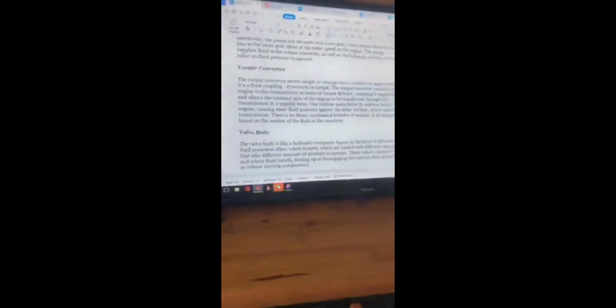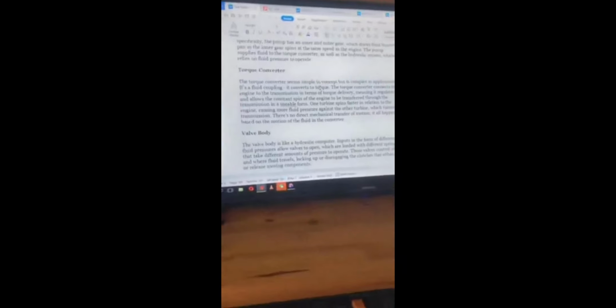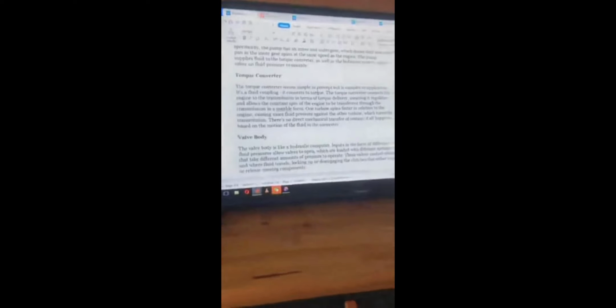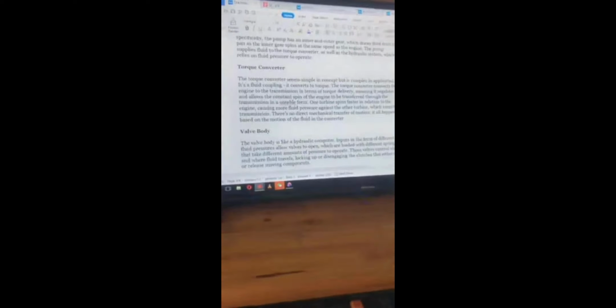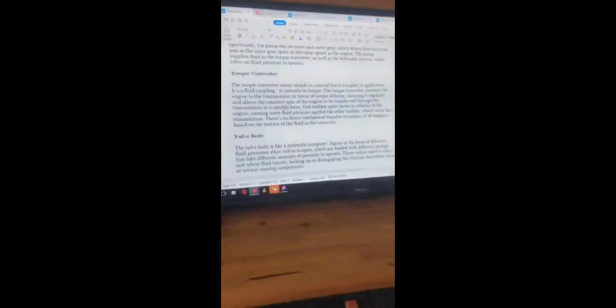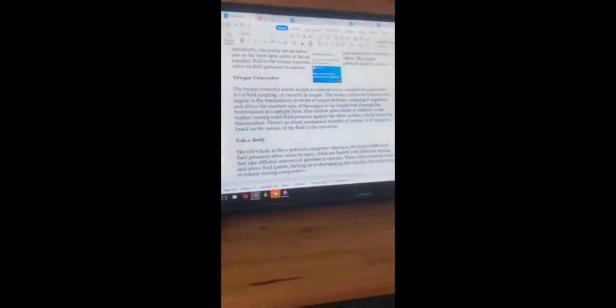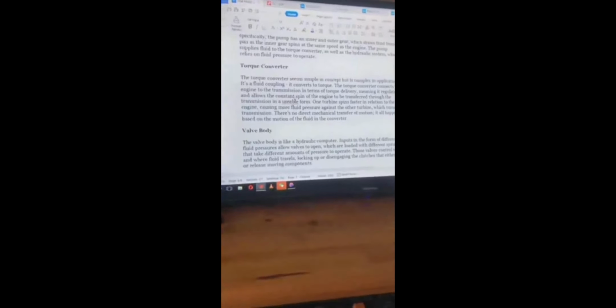And we talked about the torque converter. The torque converter seems like a simple concept, but it is very complex in application. It's a fluid coupling. It converts torque, and the torque converter connects the engine to the transmission in terms of torque delivery, meaning it regulates and allows the constant speed of the engine to be transferred through the transmission in a usable form.